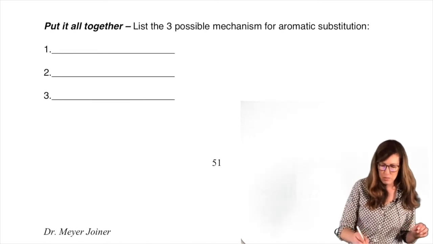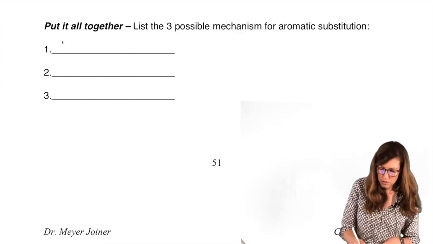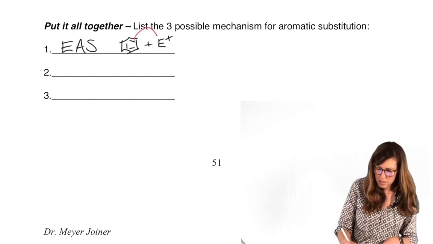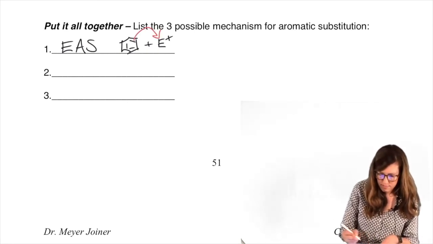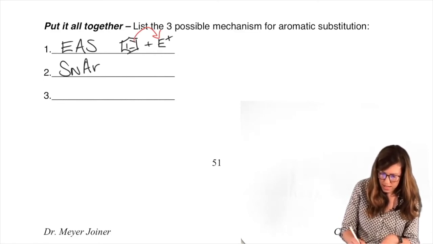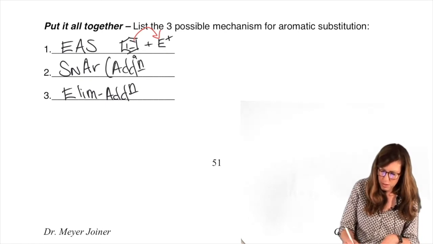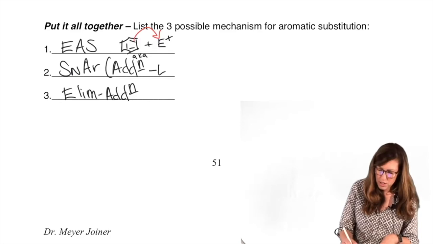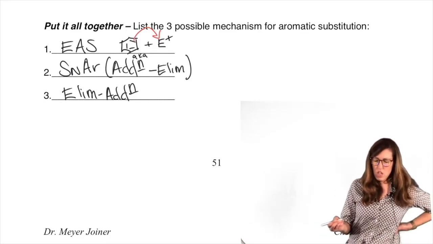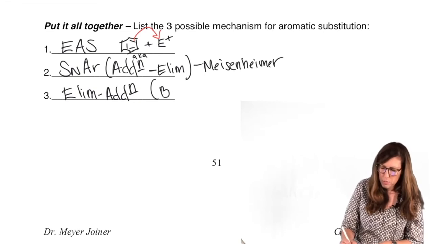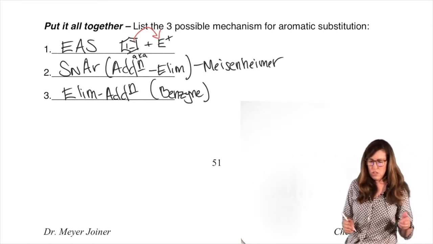Three possible mechanisms so far for aromatic substitution. Go back to our old friend, electrophilic aromatic substitution. So remember, that's when we have, you know, benzene using its pi bond to grab an electrophile. SnAr, and the last one is called elimination addition. SnAr has a synonym, addition-elimination, so it's AKA, but we don't have a nice cute nickname for the last one. So this is the one that, remember, has the Meisenheimer intermediate. So you need those rules. But this one is the one that has the benzyne intermediate. So you don't need those rules. So we've got to keep those straight.